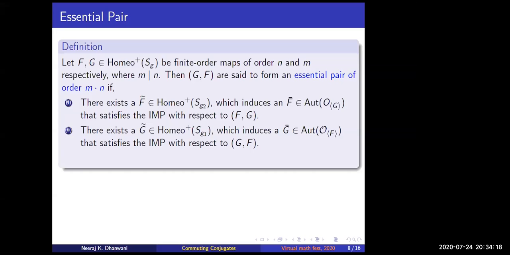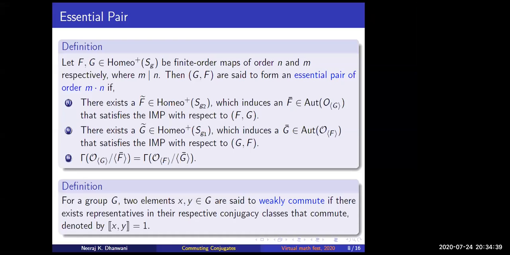The same holds with G bar and G tilde. So for F, when you first quotient by F, G has to induce a map. If you quotient by G, F has to induce a map. And together they also have to give the same orbifold when you take the final quotient. This property we call an essential pair, and we define the meaning of weak commutativity. Weak commutativity means they commute in the conjugacy class. What that means is, if you take two elements, you say they weakly commute if in the conjugacy class of X you can find one element, and in the conjugacy class of Y you can find one element, such that they commute.